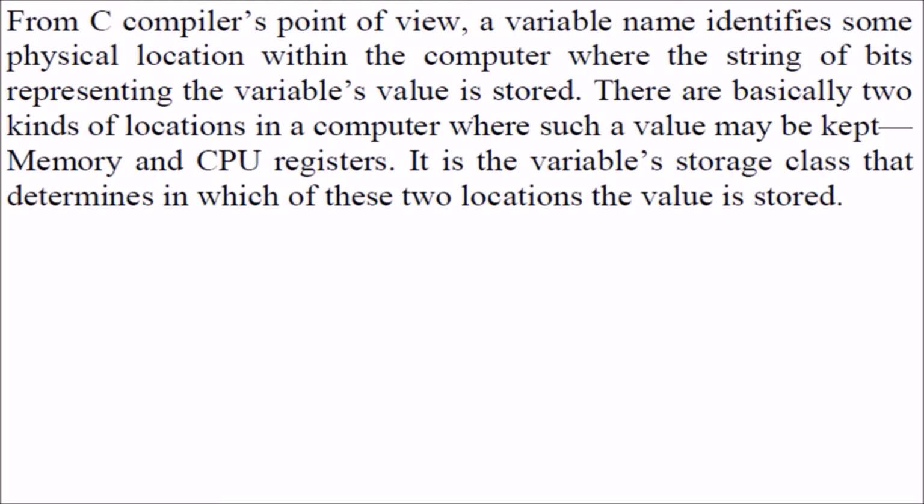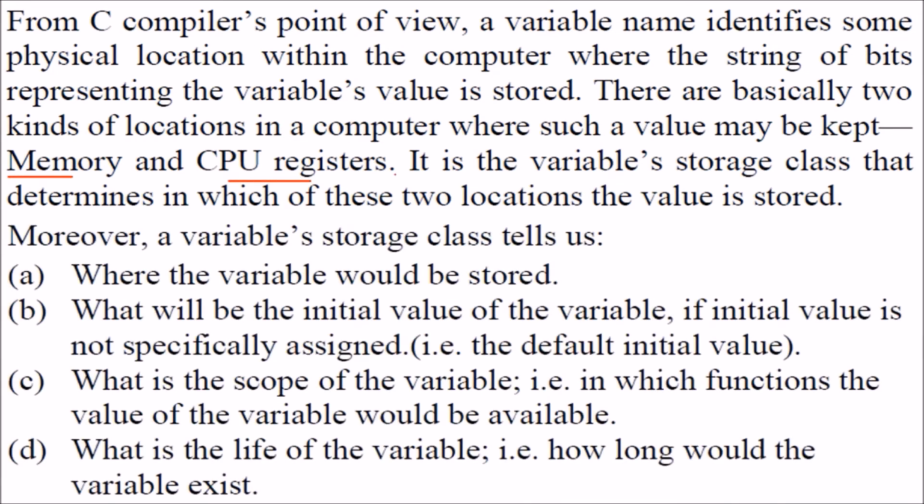So there are various places where we can keep the variables: memory and CPU register. These are the two locations. The variable storage class will tell us where the variable is going to be stored. This is important. Storage class means where the variable is going to be stored, and what will be the initial value of the variable. Storage class will define what the initial value will be if you have not specifically given one.